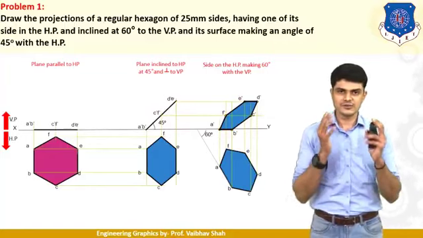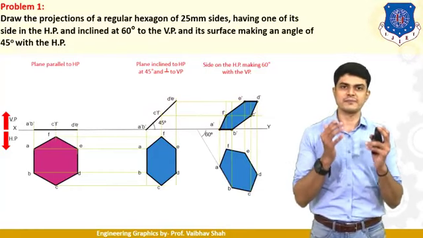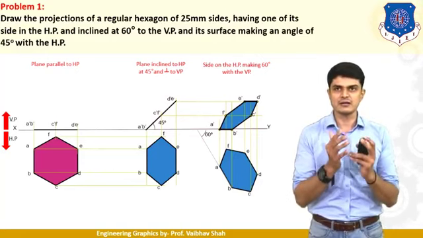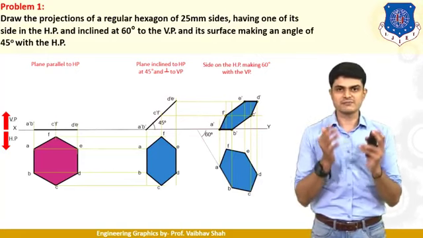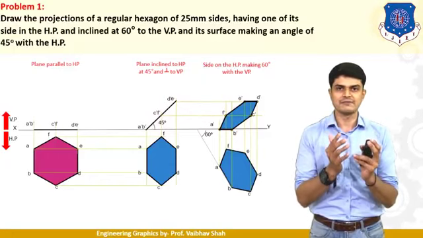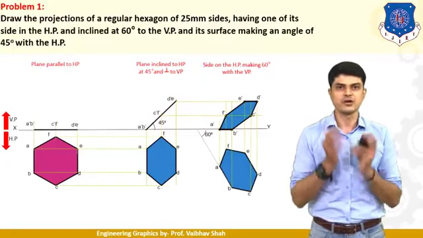So as your hexagon is resting on HP, we must take the condition of HP first. What is the condition of HP? The surface is making an angle of 45 degrees with HP. Surface means what? A line which is showing all of the points on the same line, which is showing the complete surface of your hexagon.